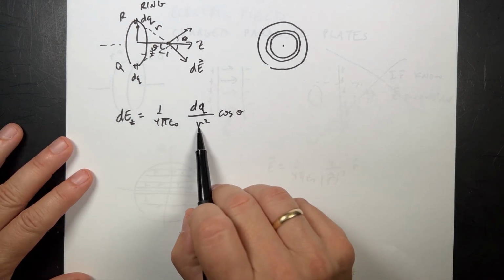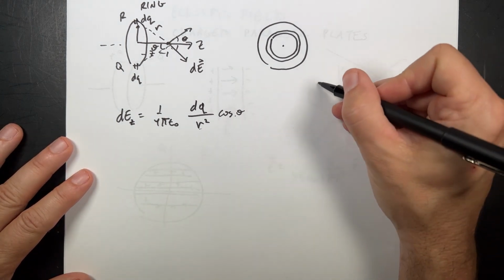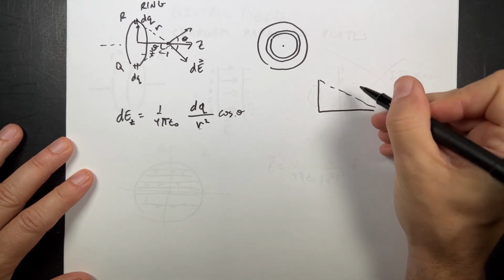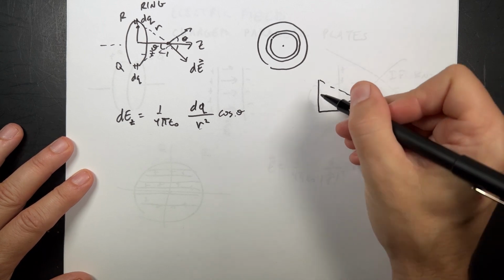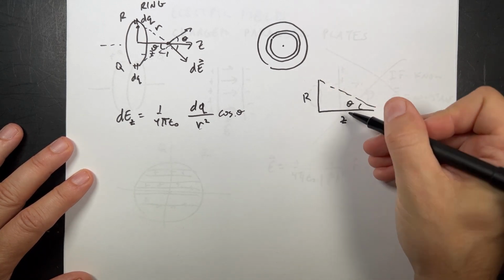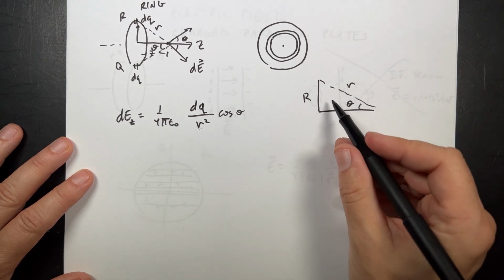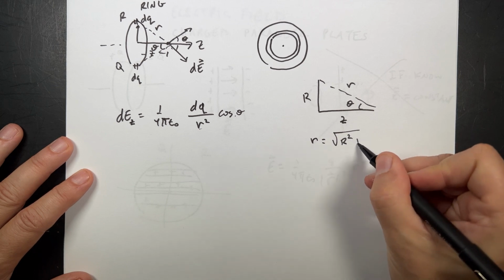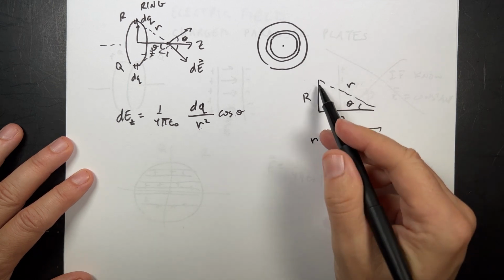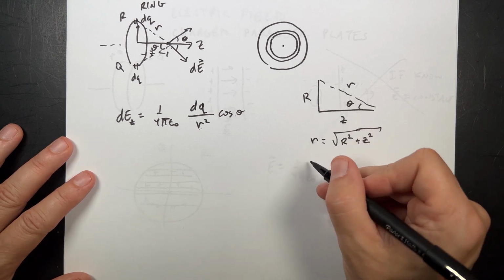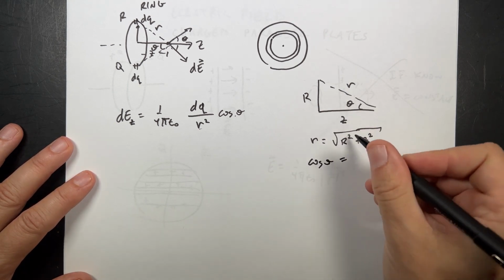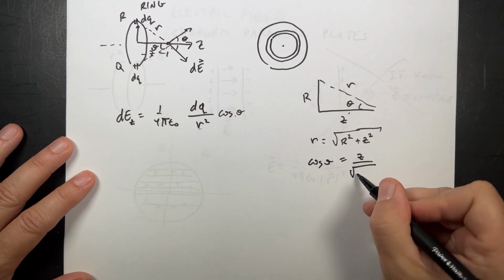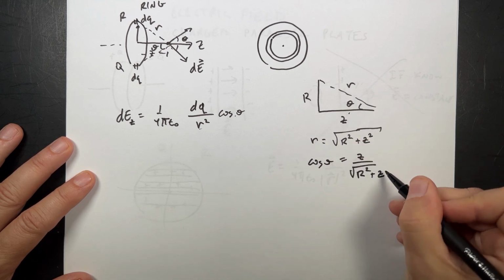Okay, let's go ahead. We need to find r, and we need to find cosine theta. So let me redraw this picture right here. I'll make it a little bit bigger. So if I have that as my angle theta, that is capital R, that's z, that's r. So I know here that r is going to be equal to the square root of R squared plus z squared, right? Because it's the Pythagorean theorem. I also know that cosine theta is going to be equal to the adjacent over hypotenuse, which is z over r, which is the square root of R squared plus z squared.